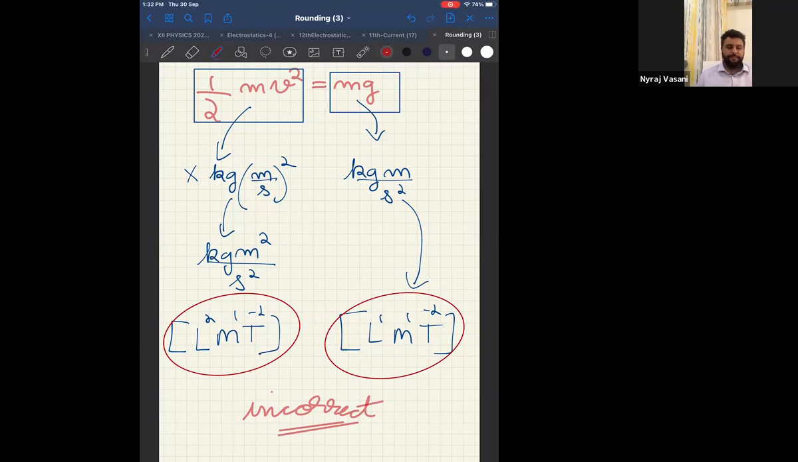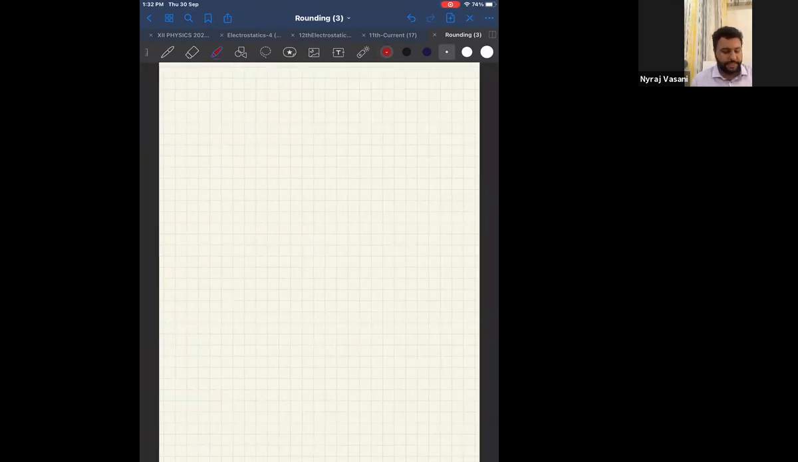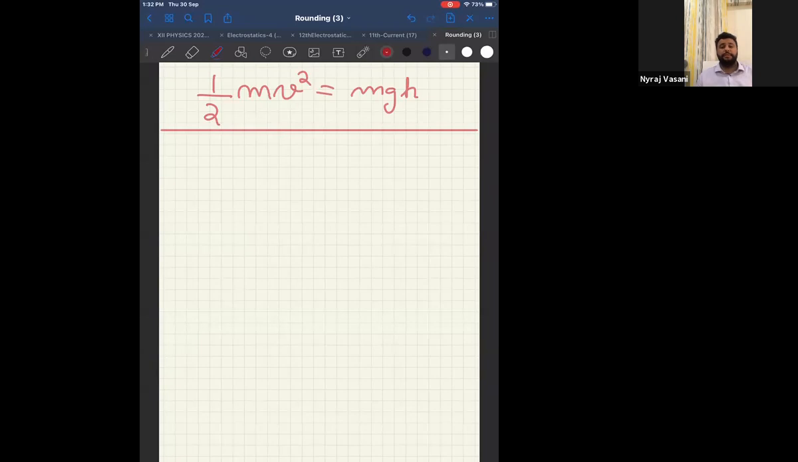Next, find out whether this equation is correct or incorrect. Half mv square is equal to mgh. Start and tell me whether this equation is dimensionally correct or incorrect.